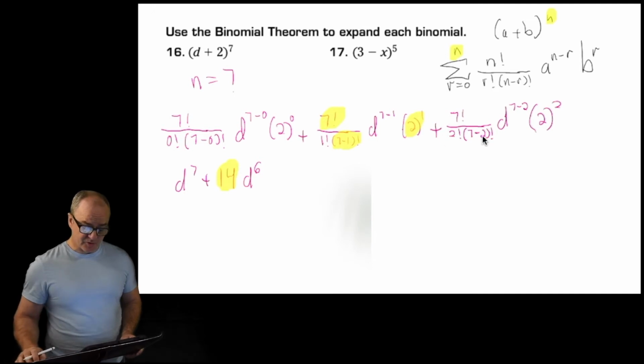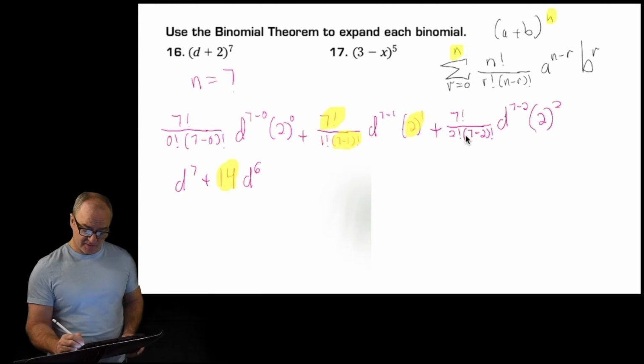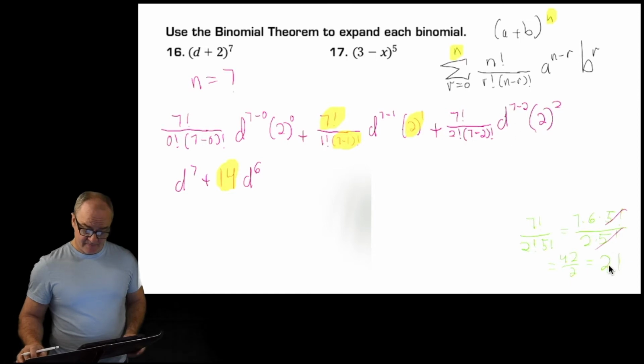Just looking at this first part of the coefficient. This is where the coefficients come from in Pascal's triangle, by the way. We're going to get 7 factorial over 2 factorial times 5 factorial. So that's 7 times 6 times 5 factorial divided by 2 times 5 factorial. So those go away, and that's going to leave me 42 divided by 2, or 21. But that 21 is going to get multiplied by 2 squared, which is 4.